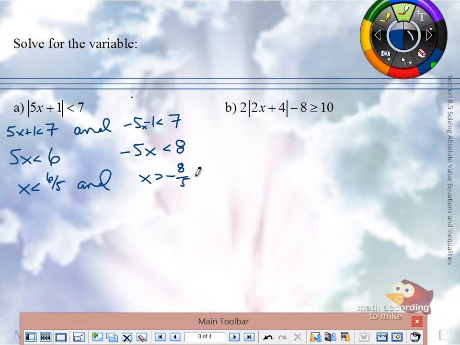And then just remember that Salt-N-Pepa song, "Flip It." Because I think that was about inequalities.